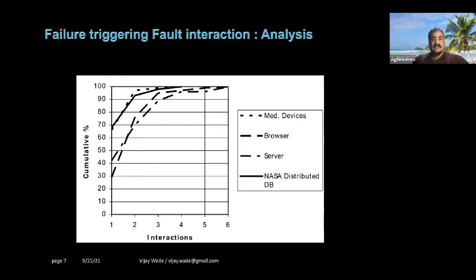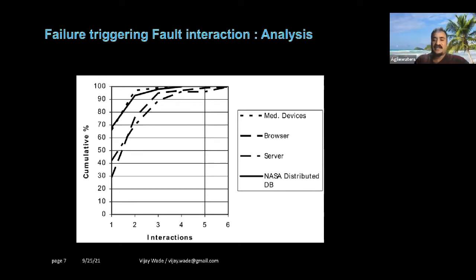So there was a study done on different devices, browsers, servers, NASA distributed databases. So how actually are defects happening? If a defect comes in, what all areas does it actually come from? So it was tested, checked, and statistically proven and put onto one paper.